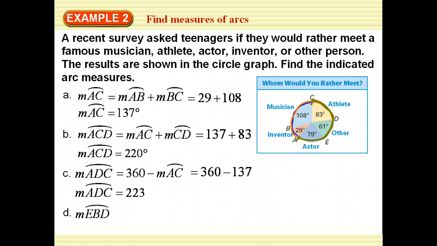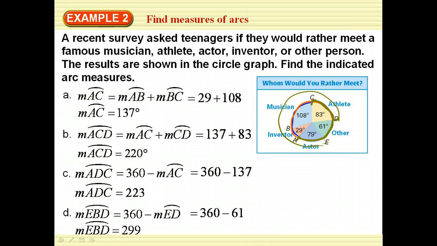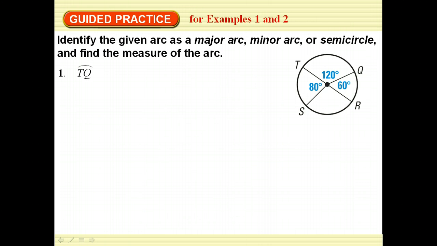And last, they want EBD, so from E all the way around through B, back to D, and that is all except this 61 degrees, so 360 minus ED gives me 299 degrees.